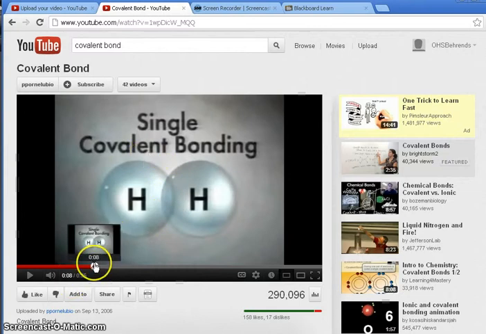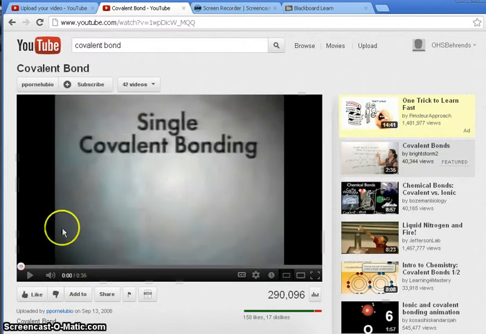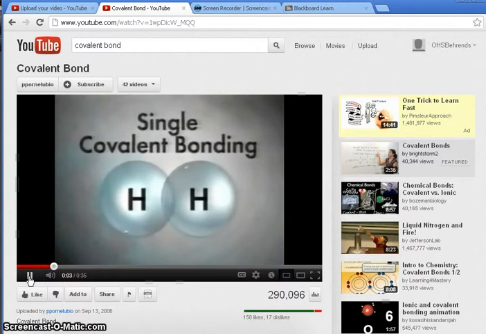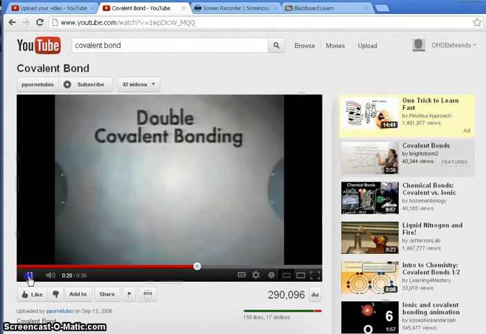Now I'm going to play this again. As it plays, watch how the electrons float around both hydrogens. One or more atoms may share electrons, thus forming a covalent bond. Electrons will spend a portion of their time associated with each of the participating atoms. A single covalent bond represents the sharing of one pair of electrons, such as with two hydrogen atoms.